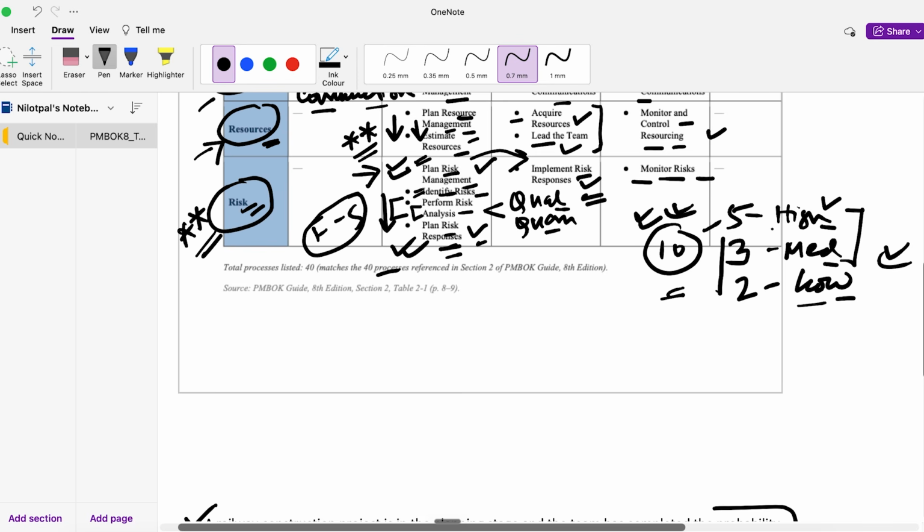Because this is what your probability impact assessment will give you, that 5 of your risks are high, 3 are medium, 2 are low. So basically what this question is trying to say indirectly to you is that we have completed the perform risk analysis step. What is the next step? Let me change the color of my pen. What is the next step? So the next step is planning risk responses, right?